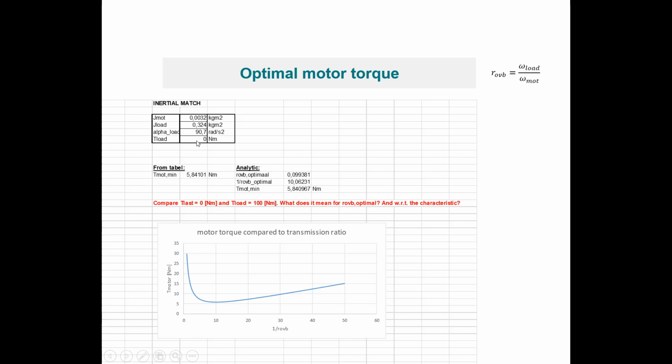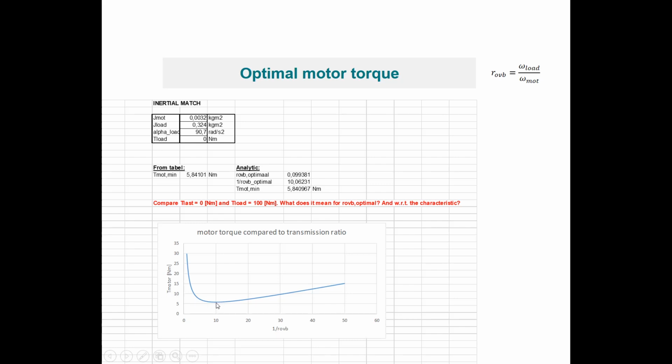And also in this situation, I've put the load of my system to 0. So there's no friction in it, there's no constant load to it, etc. There's only acceleration load. And we see that when you calculate the optimal ROVB using the inertial match calculation, we see that the ROVB is equal to almost 0.1, so 1 over the ROVB is almost 10. And that is also what we see in this graph. Well, at a transmission ratio of 1 over 10, this motor torque is at its lowest value.